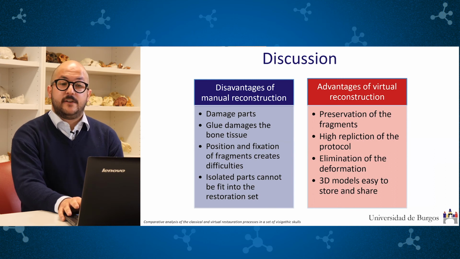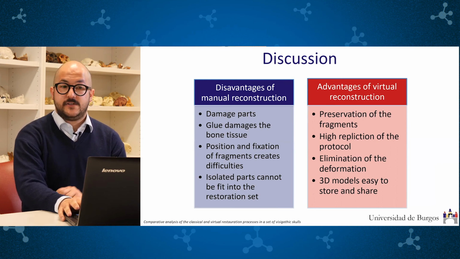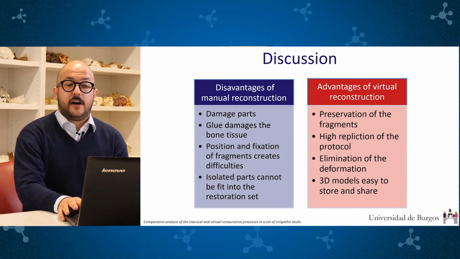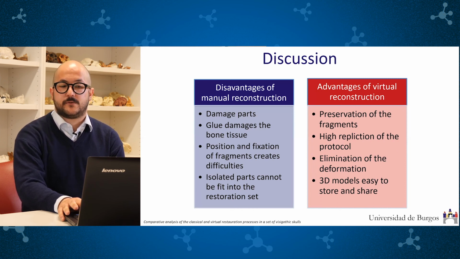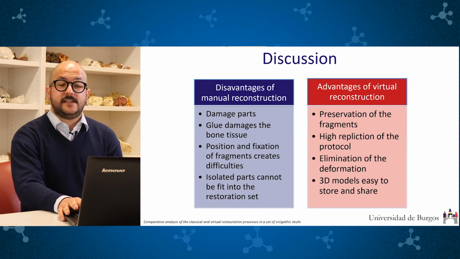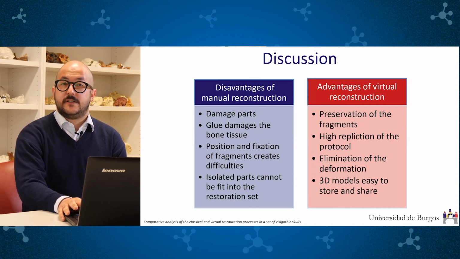But for the virtual reconstruction, we talk about advantages. There is the preservation of the fragments, in this case, the high replication of the protocol several times, and the isolated fragments are most important because they play in the anatomical space without needing to be stabilized. And the most important was the elimination of the deformation, in this case with the virtual reconstruction. A 3D model is easy to share with all the researchers in order to have an exchange of views.